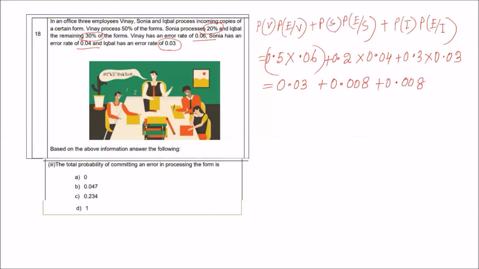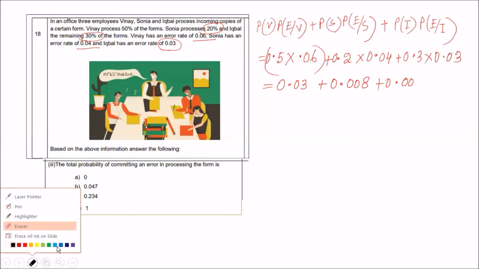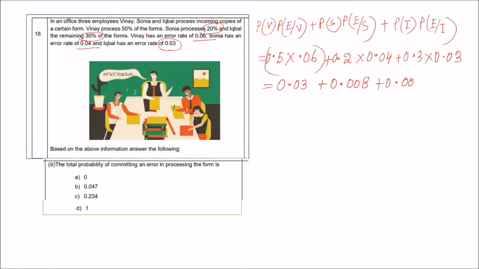0.009. 009, not 8, it will be 9. Let me rub and write again. This will be 009. Now add them, you will get 0.047. So B is the answer.